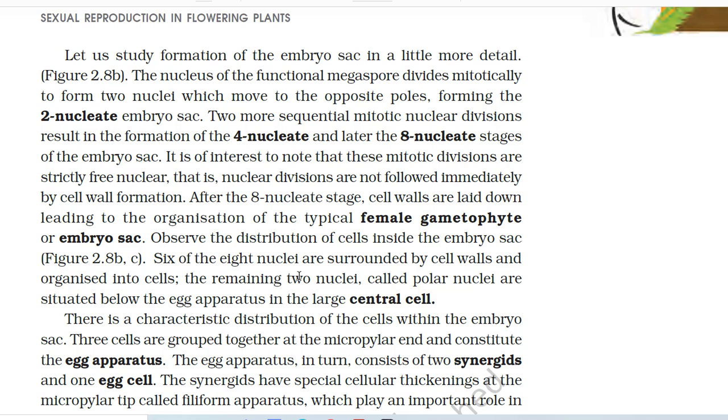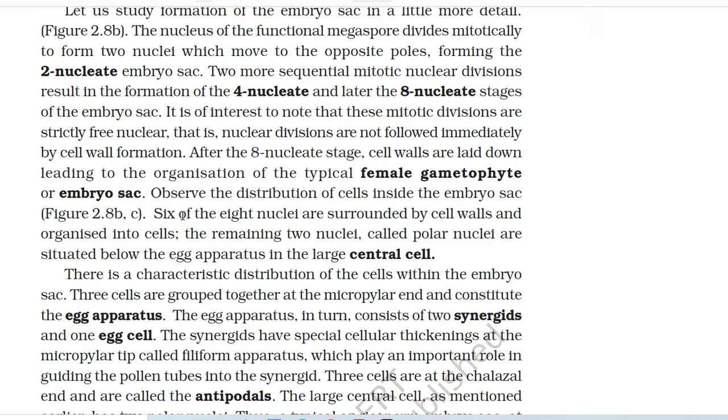Two more sequential mitotic nuclear divisions result in the formation of the 4 nucleate and later the 8 nucleate stages of the embryo sac. It is of interest to note that these mitotic divisions are strictly free nuclear, that is, nuclear divisions are not followed immediately by cell wall formation. After the 8 nucleate stage, cell walls are laid down, leading to the organization of the typical female gametophyte or embryo sac.